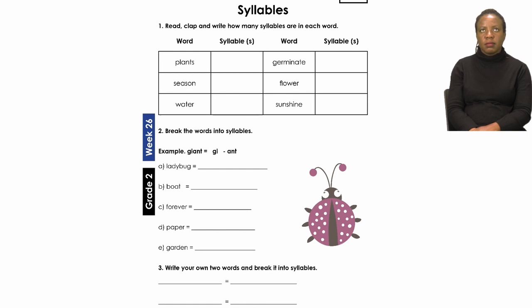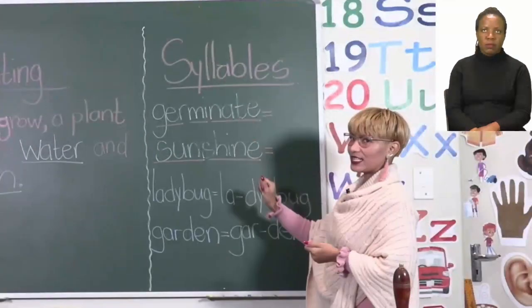Now you will see you have a table. In the table, in the first column, you have the word. Then you have to clap and find out how many syllables are in each word. And then in the next column, you have to write in the amount of syllables. Now, I have chosen 2 words that I am going to do with you. So the first word that I wrote on the board is the word germinate.